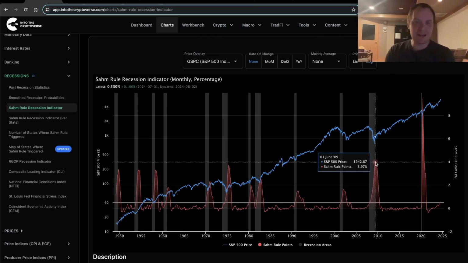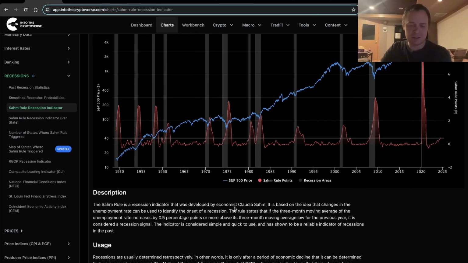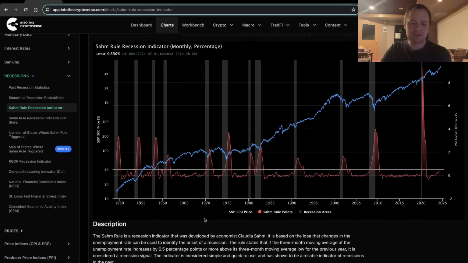Now that I got that out of the way, I just want to talk about the Sahm Rule recession indicator. It is an indicator that was developed by the economist Claudia Sahm, and is based on the idea that changes in the unemployment rate can be used to identify the onset of a recession.